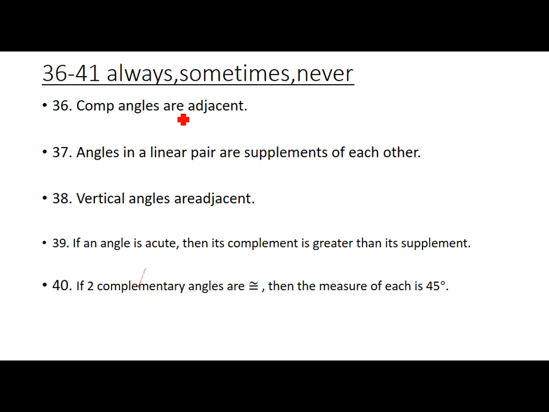What if I change this? It said two angles are supplementary and congruent. What would that number have to be? 90. If two angles are both supplementary and congruent, then the only way that they can be that way is if they're both 90 degrees.